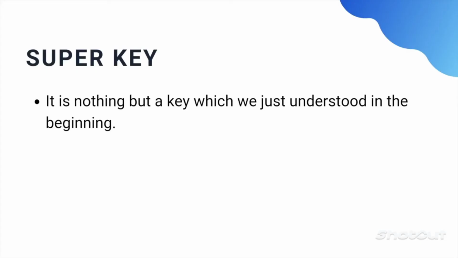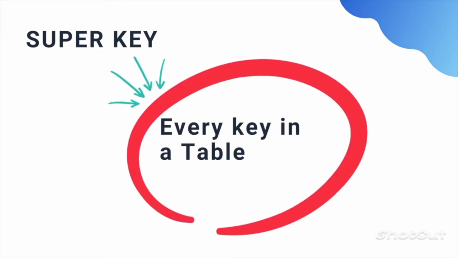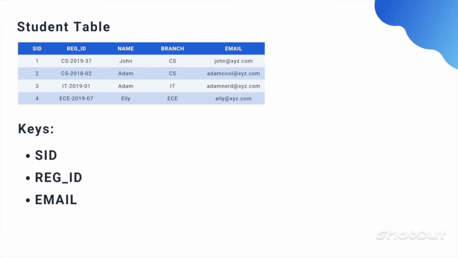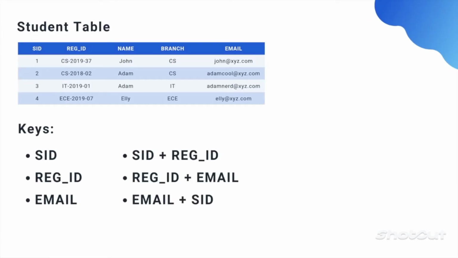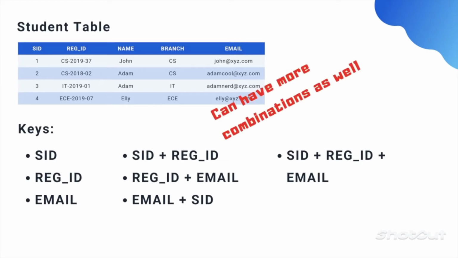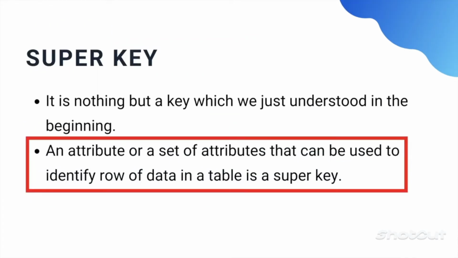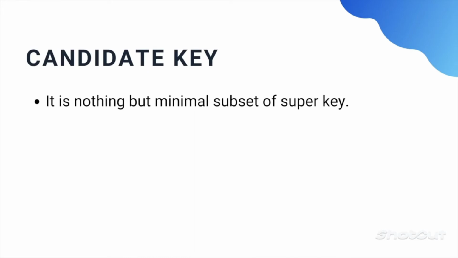Super key is nothing but a key. It is a superset of keys in which all possible keys are included. Like in our example, SID, registration ID, email, then combination of them, SID, registration ID and email, email and SID, and then all three together, SID, registration ID, email, all are super keys. There can be more as well. In simpler words, an attribute or a set of attributes that can be used to identify records in a table is a super key. Then comes candidate key.